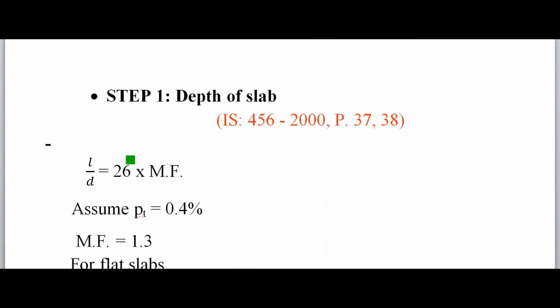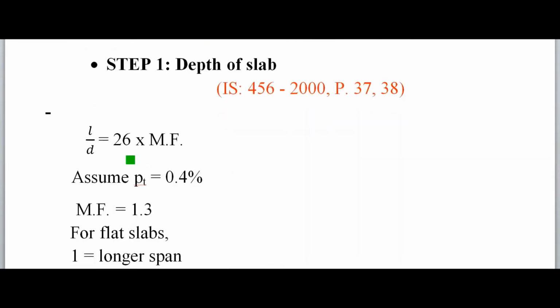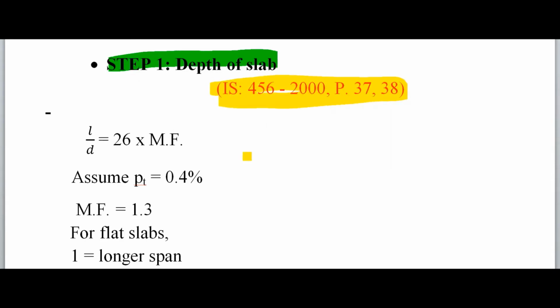First step is the depth of slab. We have to find out the depth of slab from IS 456:2000, page number 37, 38. On this page we can find this equation, L by D equals 26 into MF. I explained everything in detail in the previous lecture. Why is this 26? Because it's a continuous slab. How to find the modification factor from the chart? By the assumed pt 4%, and MF is 1.3.